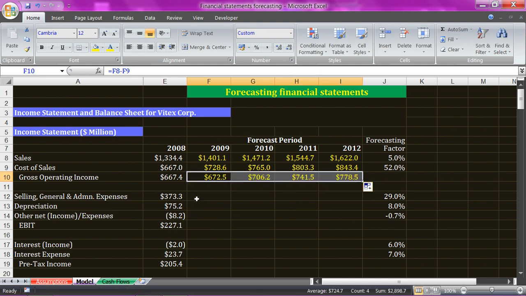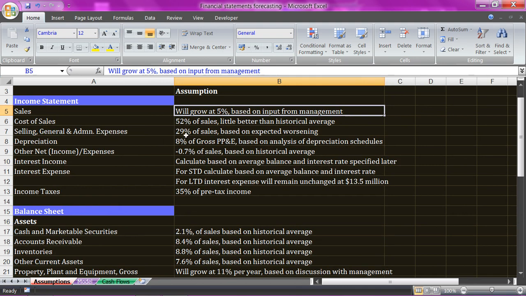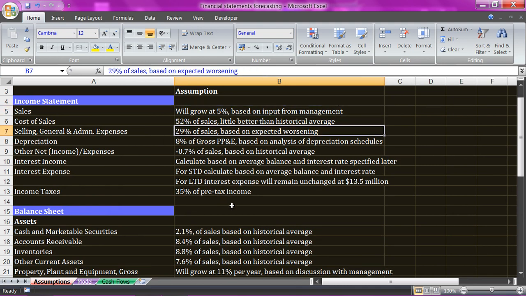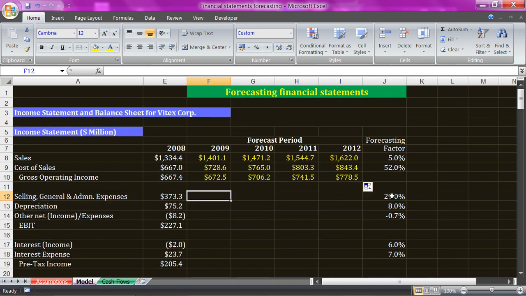After this we have to find selling, general and administrative expenses. For this, the assumption is 29% of sales based on expected worsening. So this is 29% of sales. So we have to keep the forecasting factor here, and this is equal to 2009 sales multiplied by the forecasting factor, and we need to freeze that one. So after getting this one, we have to drag till 2012.